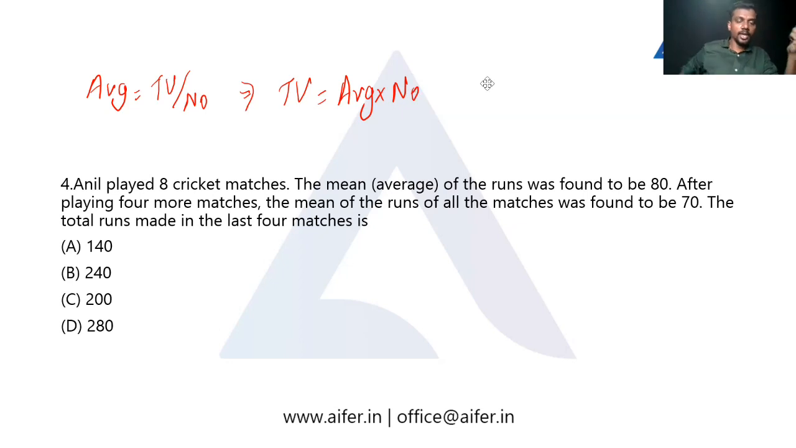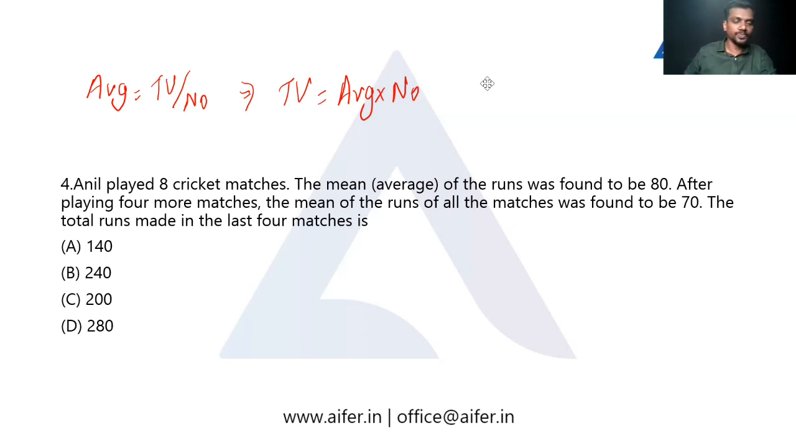So let's try to do this question. In this particular question, they have given 2 instances. In the first instance, Anil has played 8 cricket matches and the average is 80. In the second case, he has played four more matches, that is 8 plus 4, 12 matches, and the average is 70. The question is, what is the total runs made by Anil in the last 4 matches?